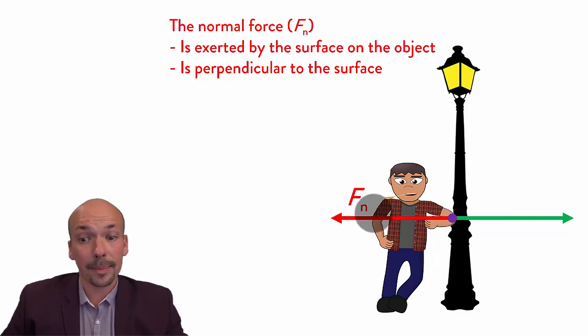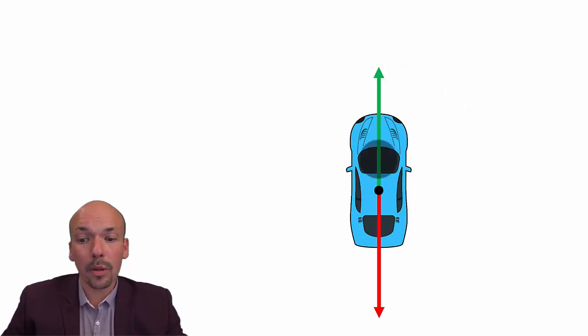and this is the normal force, or Fn. Another example, this car, it's moving forward at a constant speed. You can see that it's a constant speed because the force forwards and the force backwards are equal, so the resulting force is 0 newtons.